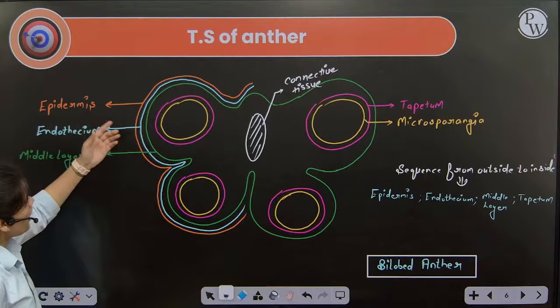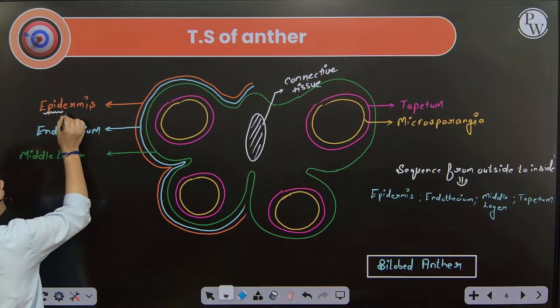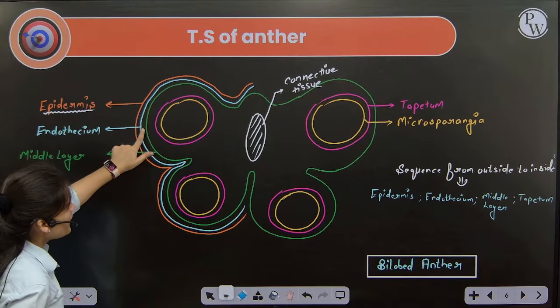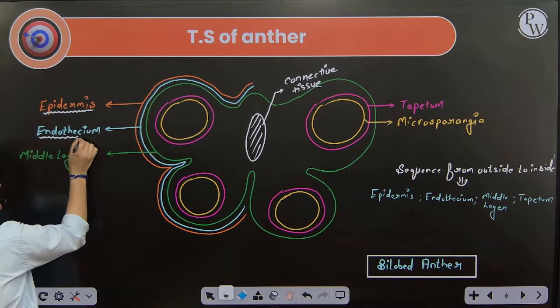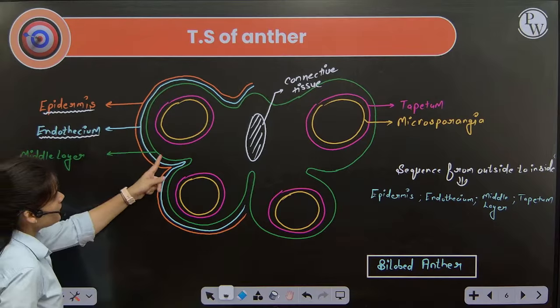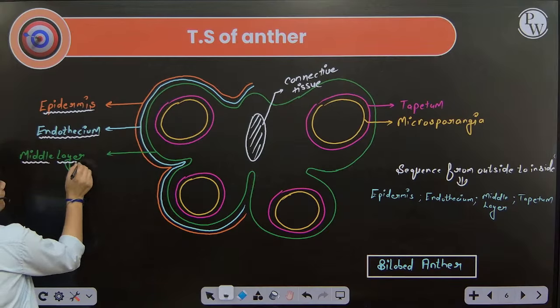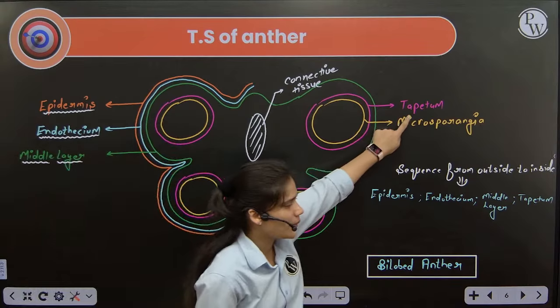Let's start from outer side. Outermost layer is known as epidermis. Then second layer is known as endothecium. Then third layer is middle layer. And fourth layer is known as tapetum.